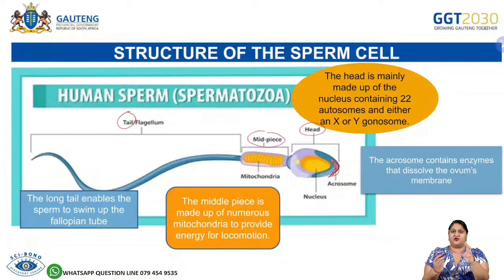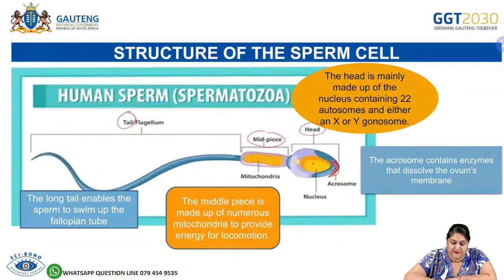Because remember I told you the sperm and the ovum have to come into contact, right? The nuclei have to fuse. So how is it going to fuse? Because the ovum, you're going to see the structure of an ovum. The sperm cell has to penetrate that ovum. So the acrosome is going to have enzymes that dissolve the membrane so that the head can enter the ovum. Then we've got the nucleus. This is the nucleus here, and that makes up the head region.